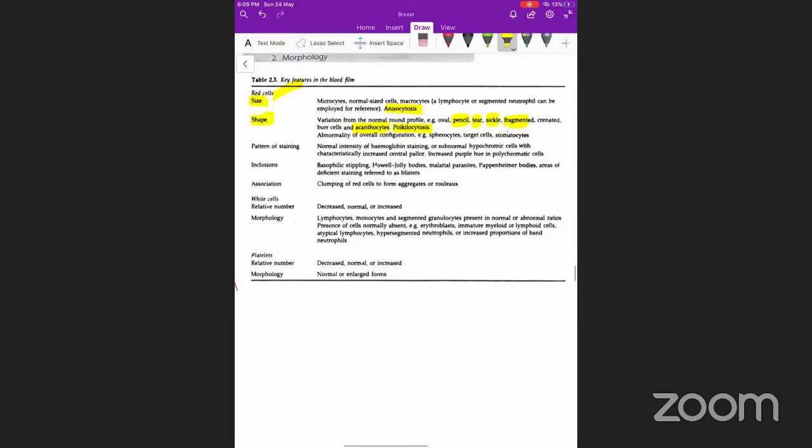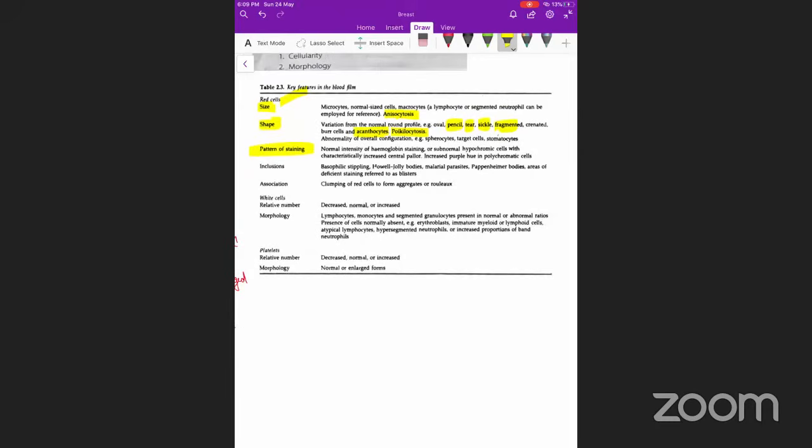Then comes, we look for pattern of staining. Then comes inclusions. What do you use to stain? Yes, very good. What do we use to stain reticulocytes? Reticulocytes are stained using what?